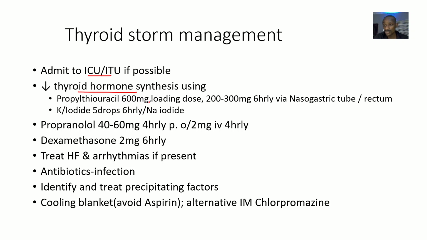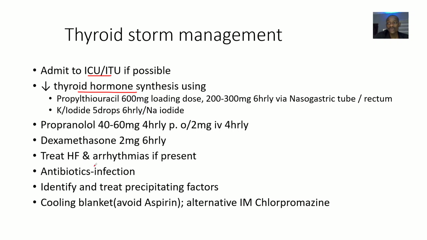Like propylthiouracil, you give about 600 milligrams as a loading dose. That's a starting dose. Then later on, you give about 200 to 300 milligrams 6 hourly via the nasogastric tube or via the rectum. Then potassium iodide, about 5 drops 6 hourly. You can give it together with sodium iodide. Then propranolol, about 40 to 60 milligrams 4 hourly per os, or 2 milligrams if you are giving it intravenously. Then dexamethasone, about 2 milligrams 6 hourly.